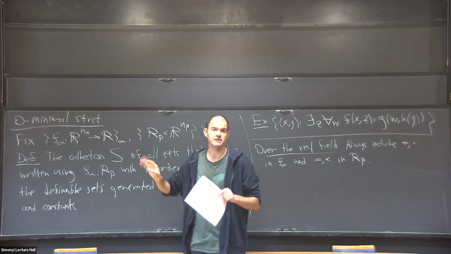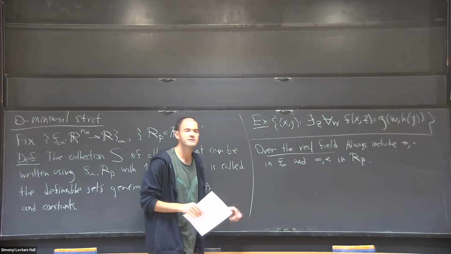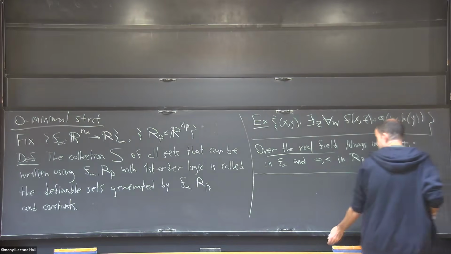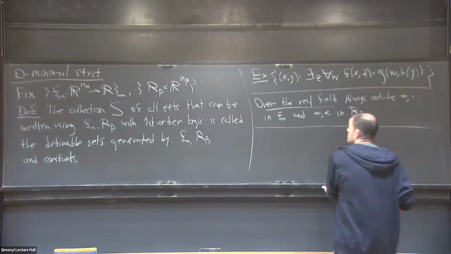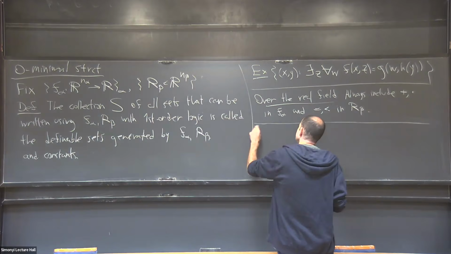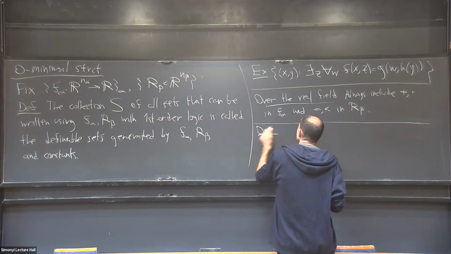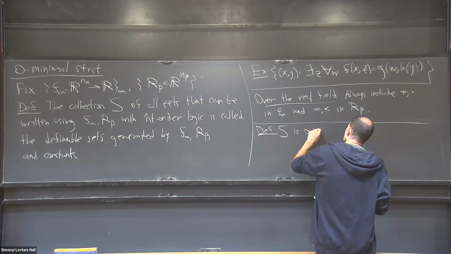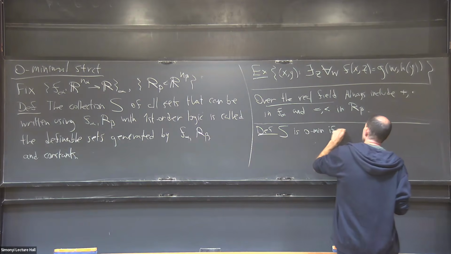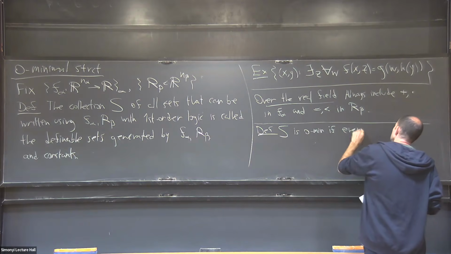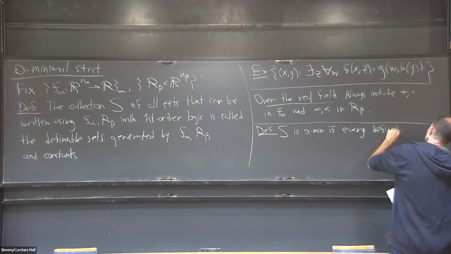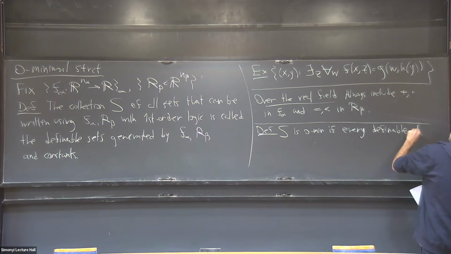So o-minimal is an extremely simple definition once you have this set up. So let me just give the definition. So definition. So the structure S is o-minimal if every definable subset of the real line.